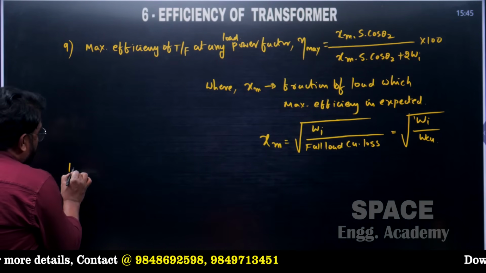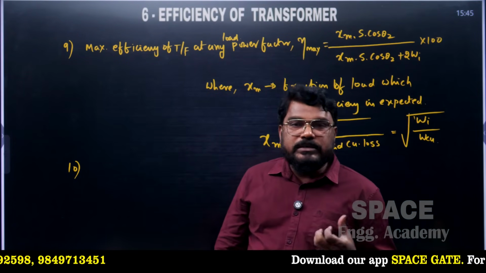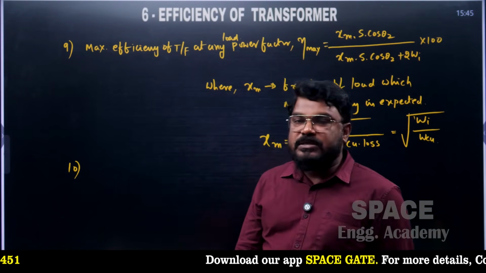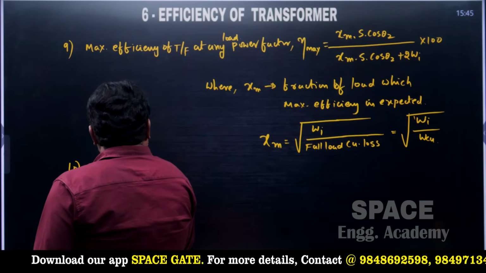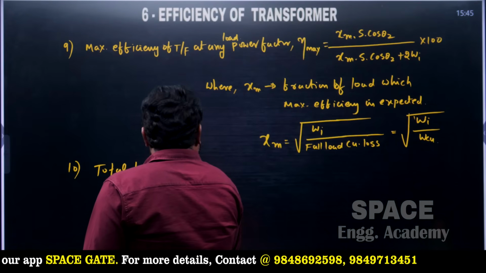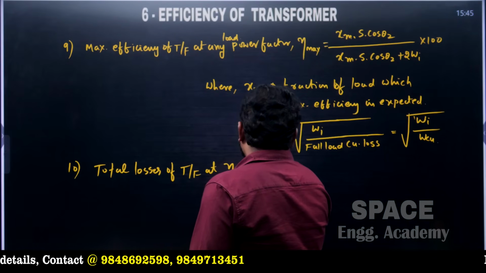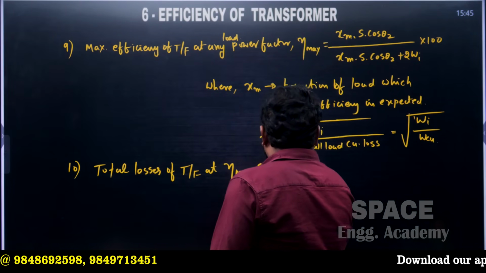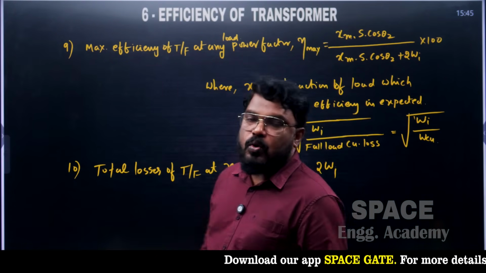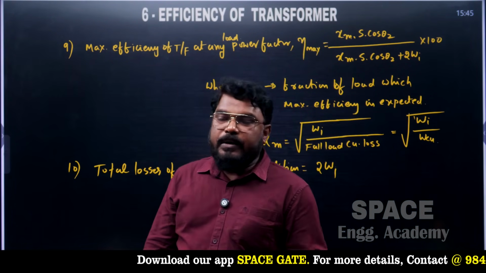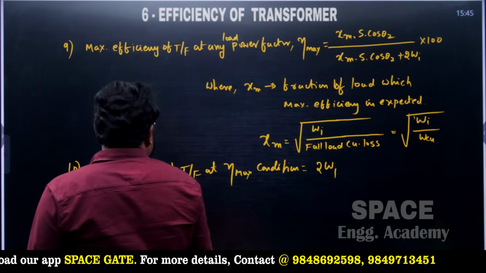Next, one more possibility of the question. Sometimes we have a question on the total losses of the transformer at maximum efficiency condition. So the total losses of the transformer at maximum efficiency condition is equal to 2 times the iron losses. This is the formula to find the total losses of the transformer at maximum efficiency condition.